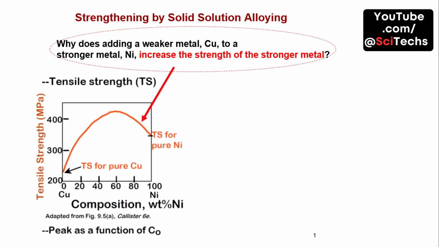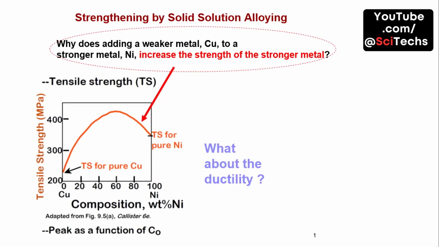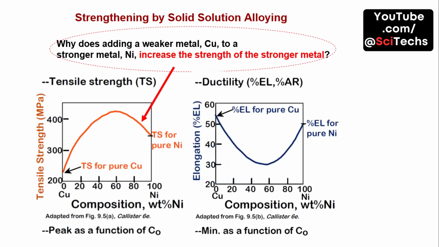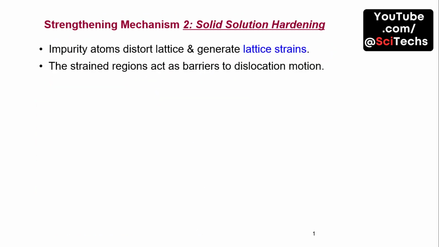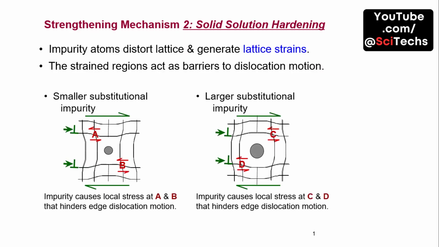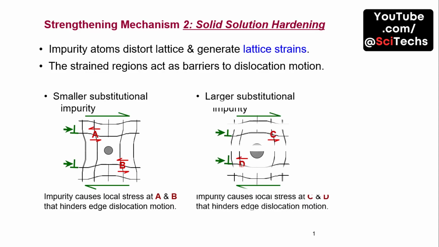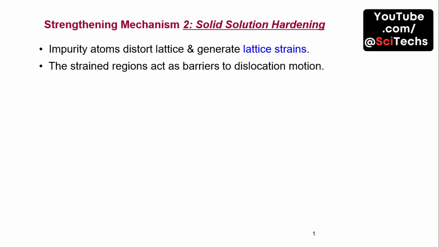Adding a weaker metal like nickel to copper increases the strength of the alloy. This process, known as solid solution alloying, enhances tensile strength and ductility. Impurity atoms distort the lattice and generate lattice strains, acting as barriers to dislocation motion. This solid solution hardening mechanism strengthens the metal.